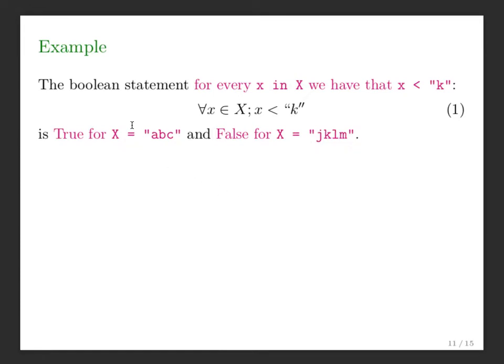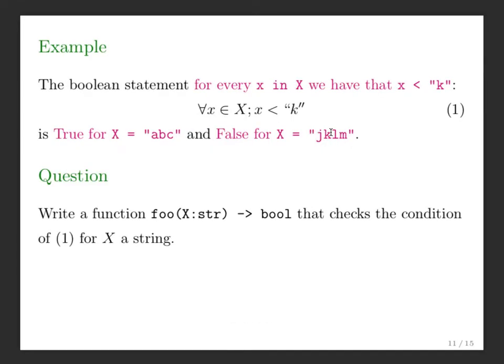I can write a Boolean statement like this. K double prime. This reads, for every x in X, x is less than the character k. And that statement is going to be true for this X, because each of these characters is individually less than k, but false for this X, because although j is less than k, k is not less than k.